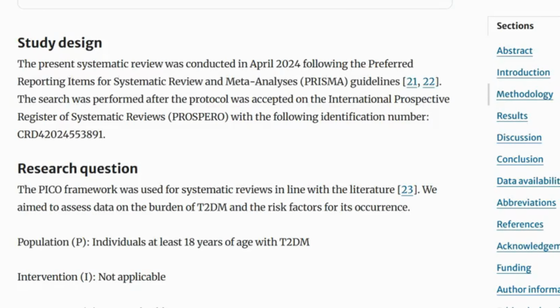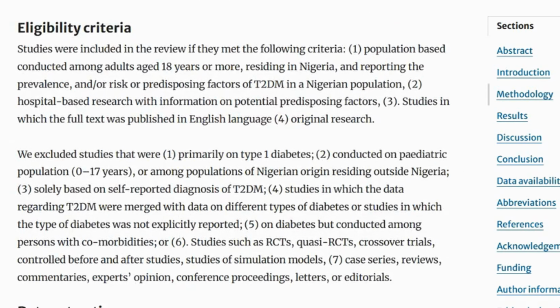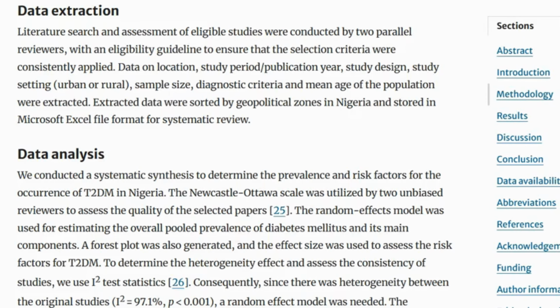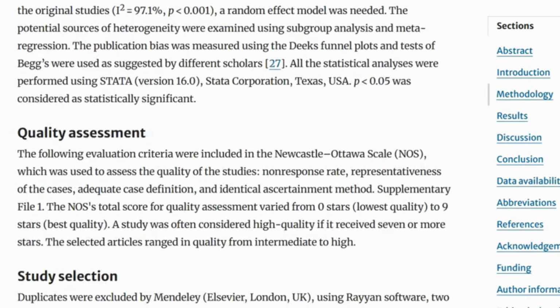For example, in the Nigeria review, the researchers registered their protocol with Prospero. They explained that they would include studies on adults living in Nigeria reporting prevalence or risk factors of type 2 diabetes mellitus and exclude studies on type 1 diabetes, children, or studies with unclear data. They also decided which statistical tools and quality assessments they would use, like the Newcastle-Ottawa scale to check study quality.